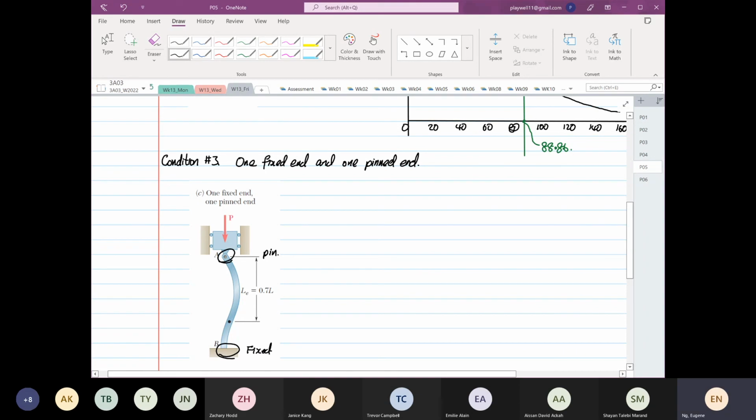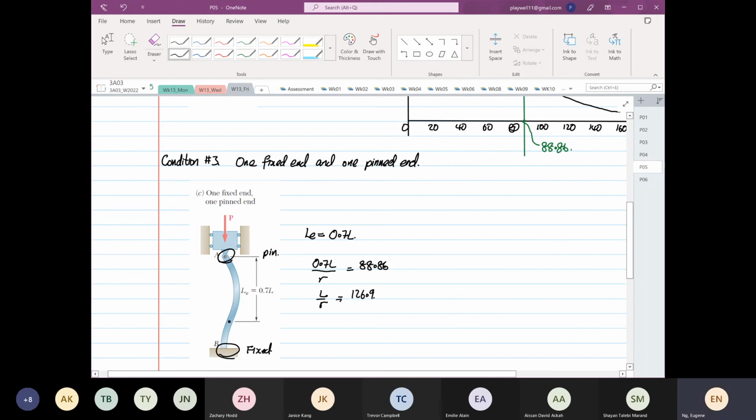When that's the case, the LE is equal to 0.7 L. So if L over R is equal to 88.86, the L over R ratio now increases. So 88.86 divided by 0.7 is equal to 126.9.